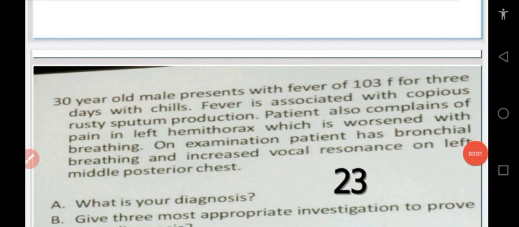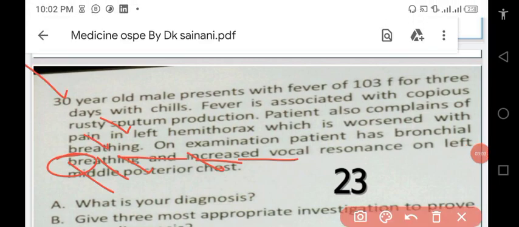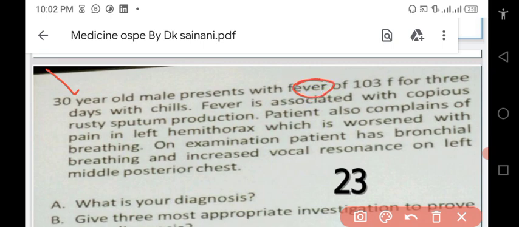Okay, so this question is a most important question, and its presentation is more important. A 30-year-old male patient presents with fever of 103 Fahrenheit, chills, and fever associated with copious rusty sputum, and complains of pain in the left hemithorax. Examination reveals bronchial breathing with vocal resonance on the left middle posterior chest. What is the diagnosis and management plan?